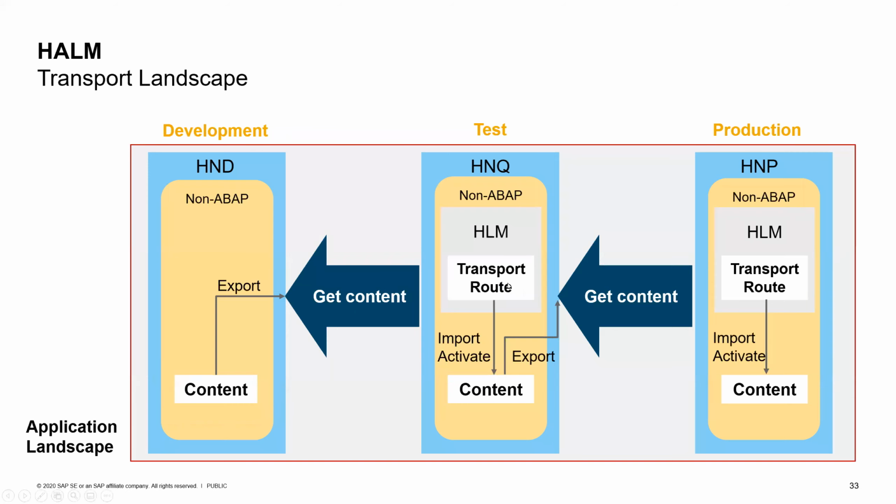Also in HALM, you would model your transport landscape. So you would create a development, a test, and a production system. But this time it works a bit differently than the classical CTS. It's not the case anymore that stuff is pushed to some kind of import queue of any system, but that you need to go to the target system and get the content from the previous system. So for sure, you know which system is the predecessor, but you need to get the content. It's not automatically becoming part of any queue.